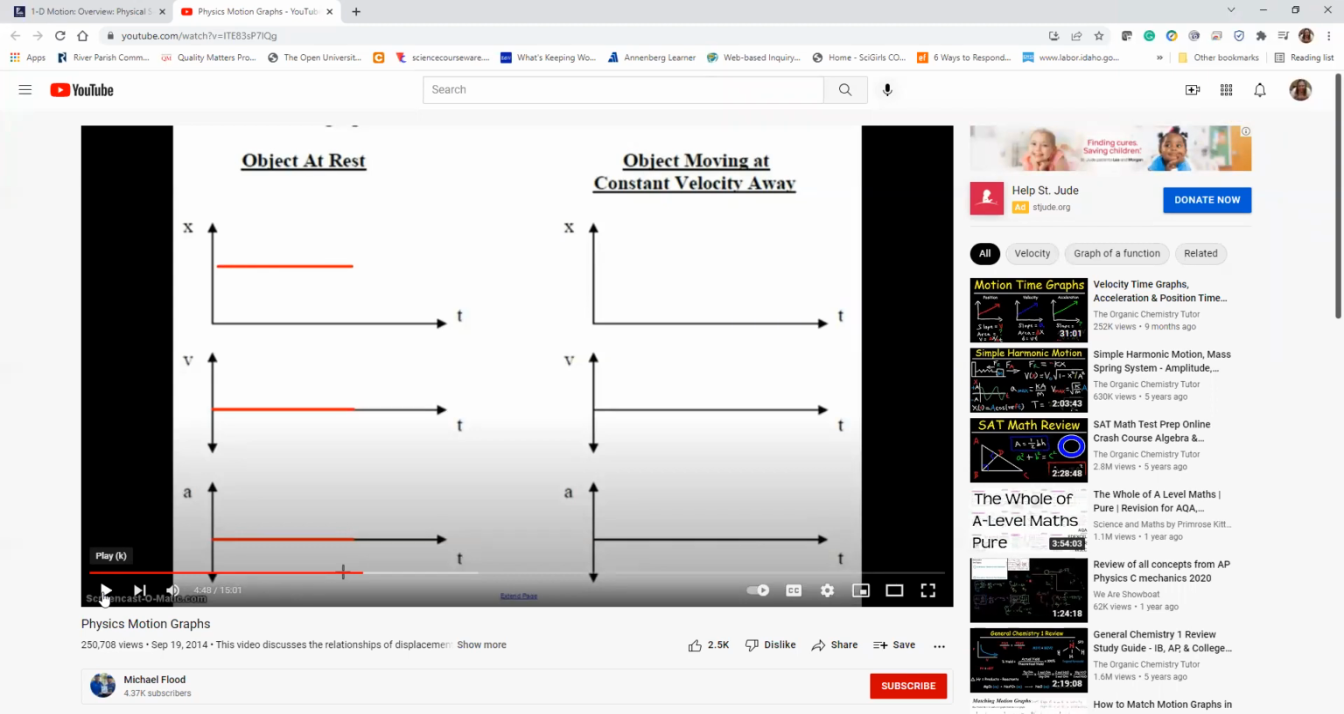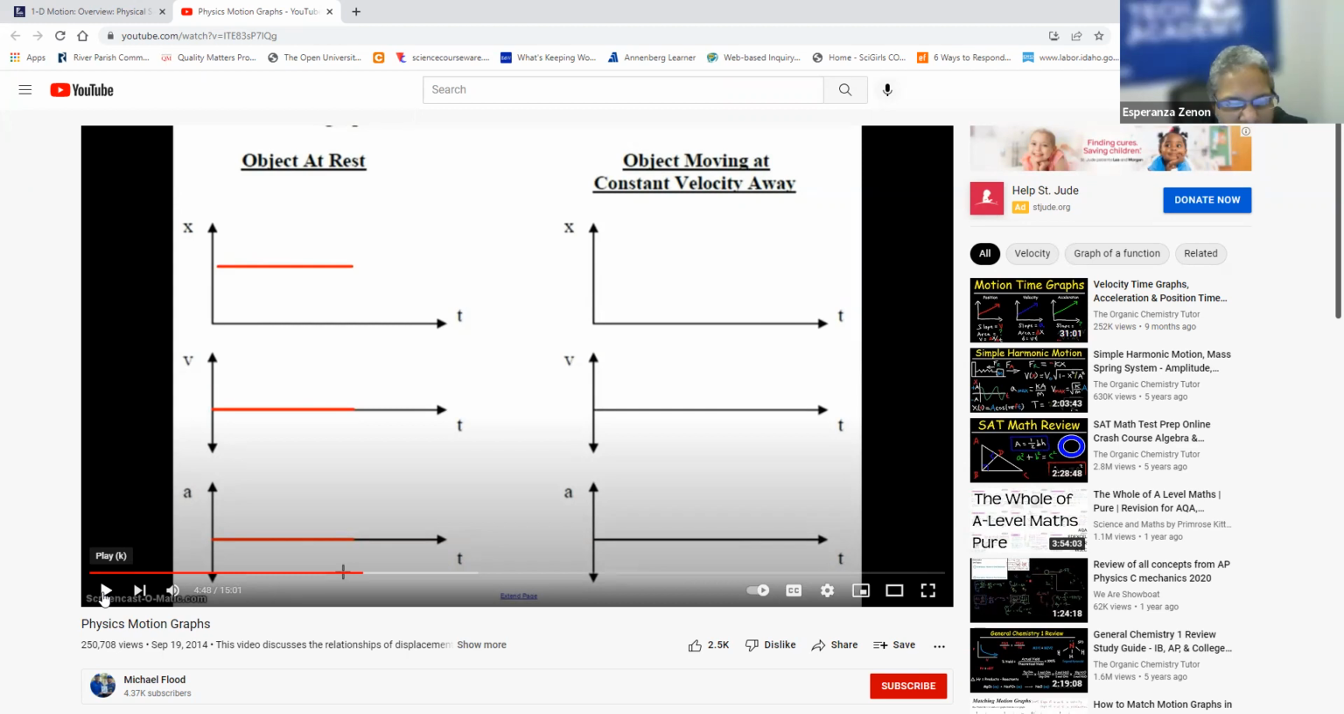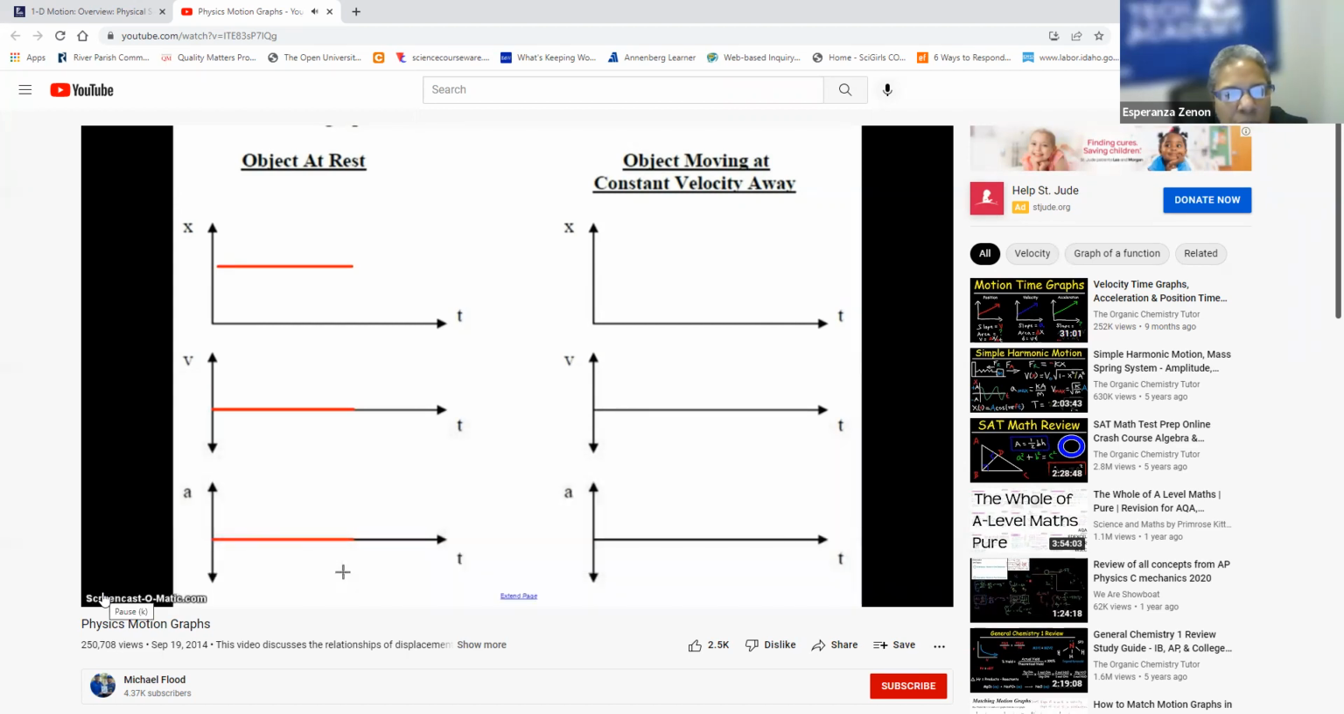Yes, ma'am. Okay, because the kind of thing that I would do is to give you a set of graphs like that and ask you, what is the object doing? And then you tell me. Well, put it this way. I would give you the graphs and ask you what the object is doing, and you would have to describe that for me, okay?